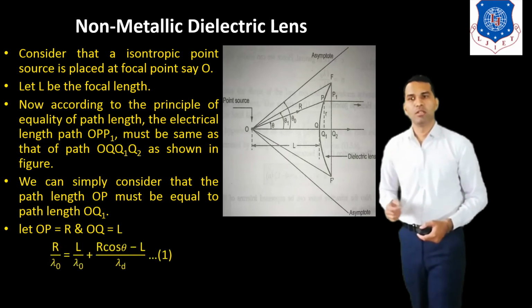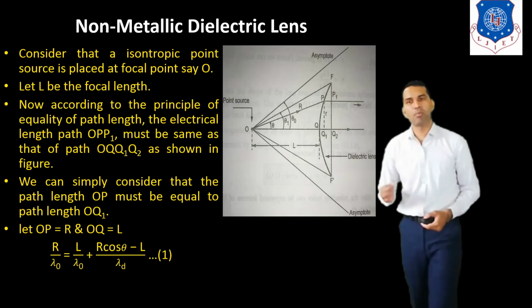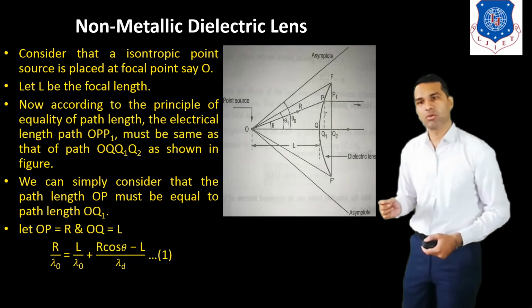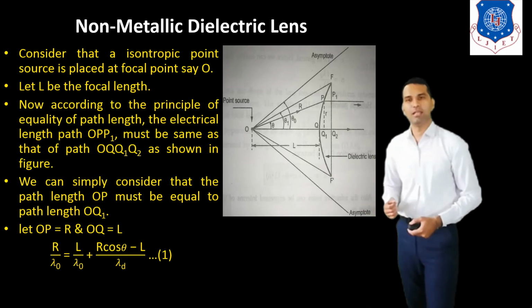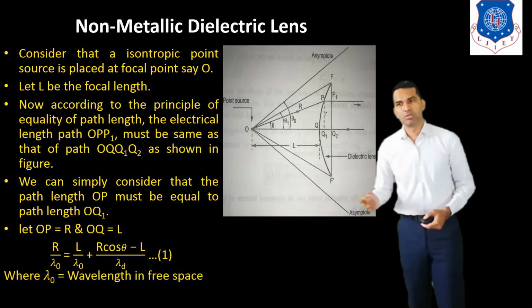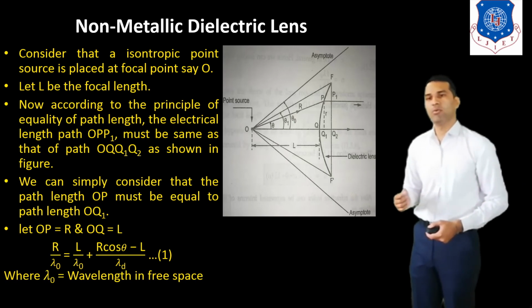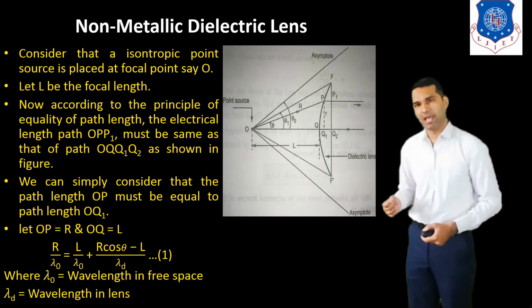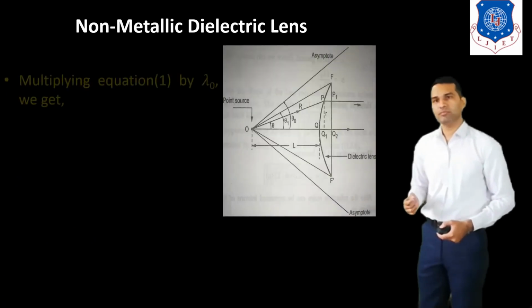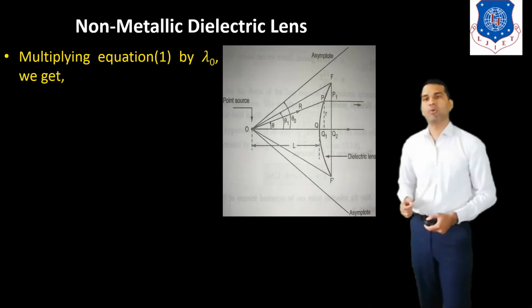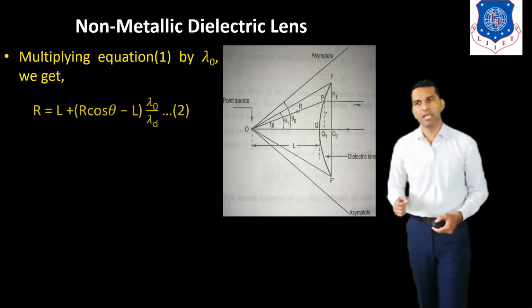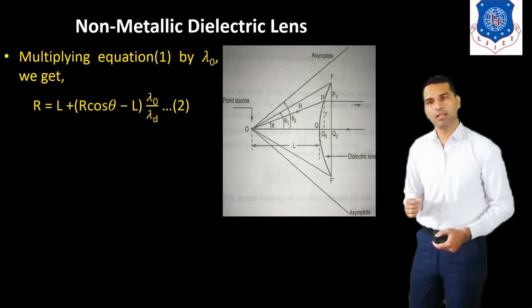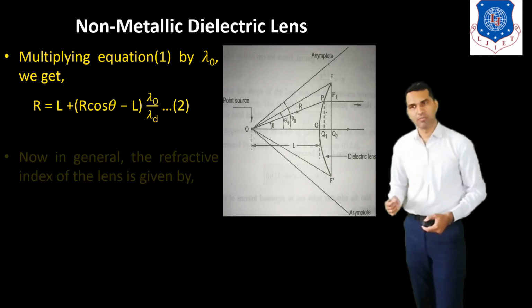Let OP be equal to R and OQ be equal to L. Then we can write the equation as R upon lambda 0 is equal to L upon lambda 0 plus (R cos theta minus L) upon lambda d. So here lambda 0 indicates the wavelength in the free space and lambda d indicates the wavelength in the lens. Now multiplying equation number 1 by lambda 0, we get R is equal to L plus (R cos theta minus L) lambda 0 by lambda d.